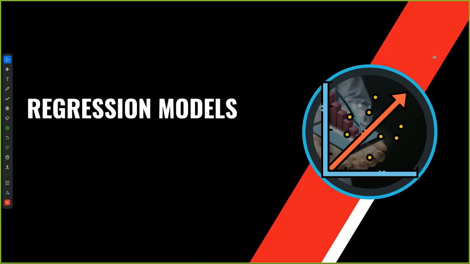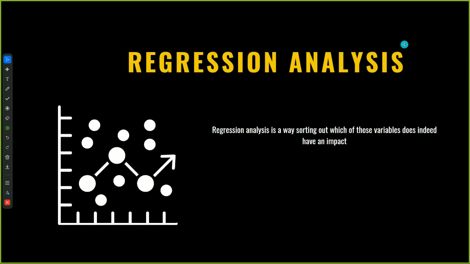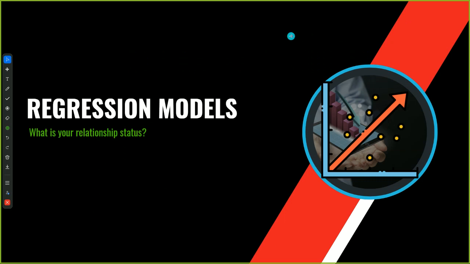Now, when we talk about regression models in Lean Six Sigma, a regression is how we go about looking at how things compare or relate to independent versus dependent variables. A regression analysis is a way of sorting out which of those variables does indeed have an impact on our process. If we look at a regression analysis, what's your relationship status? How does it evolve over a process, over time? How does it relate to each other?